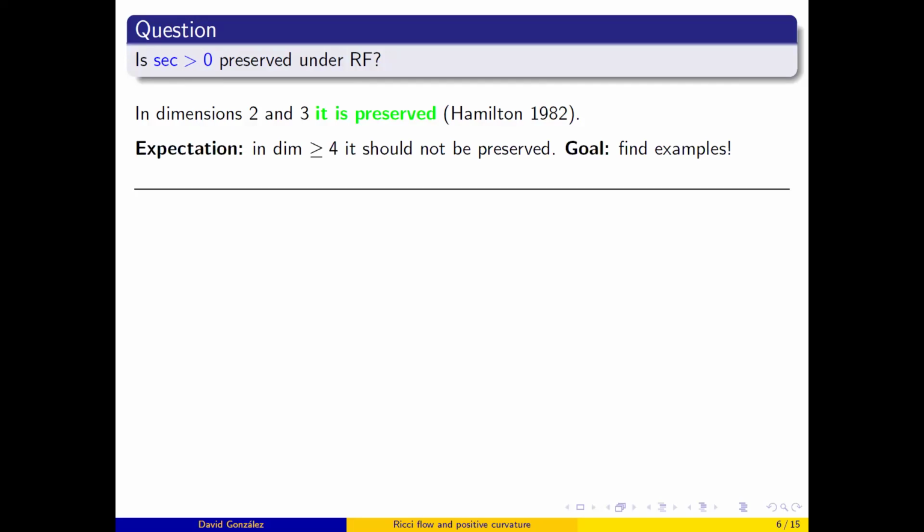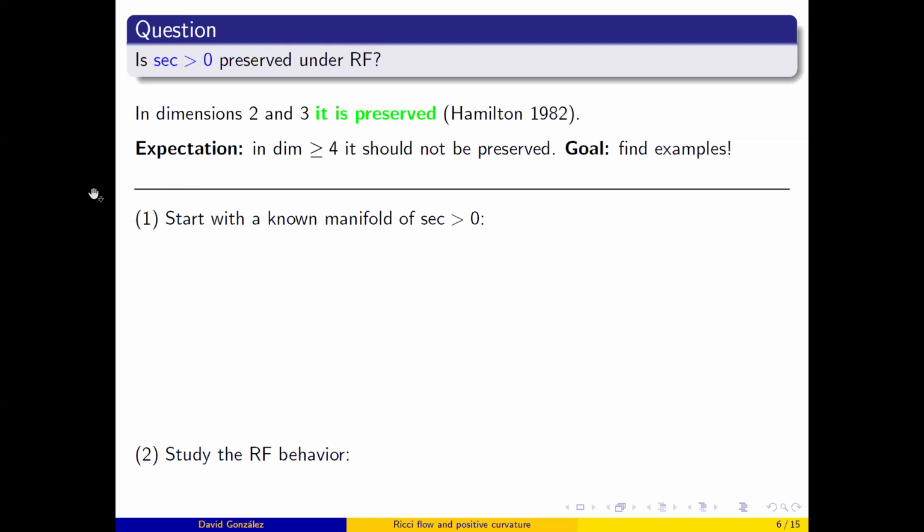So what do you need to do to construct an example? Well, you have two parts. You need to start with an example of positive curvature, and then you need to study the Ricci flow and prove that it evolves to metrics with negative curvature, or planes with negative curvature, right? Okay, so these two parts are quite complicated.